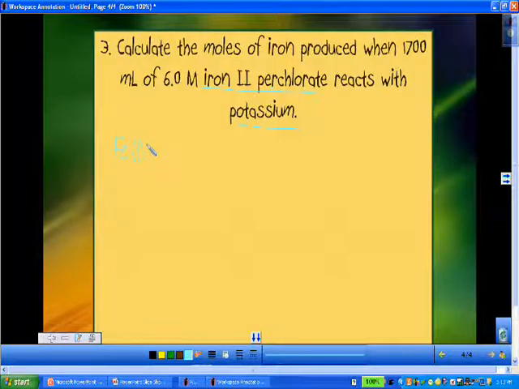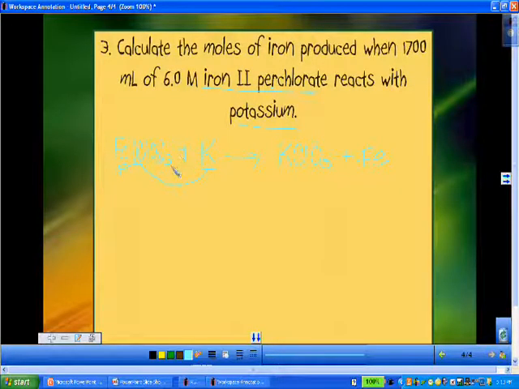Iron 3 perchlorate. We've crisscrossed the oxidation numbers, and it reacts with potassium. So in order to predict the products, we need to identify the type of reaction. You have a single element reacting with a compound. And so potassium will replace iron. So when potassium replaces iron, we have potassium chlorate, and iron is now single. We have our chemical equation written correctly, but now we have to balance it.